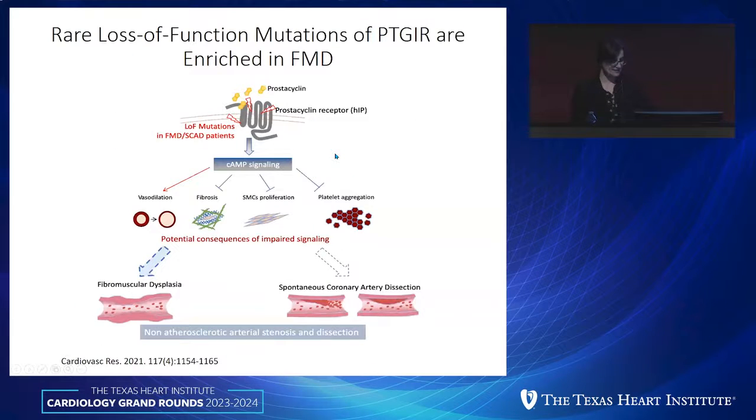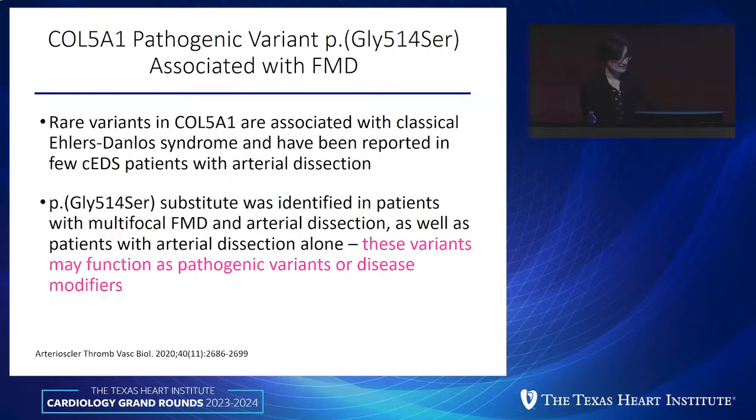And the cool thing about it is that it makes sense in terms of the function of this. It's involved with vasodilatation, fibrosis, smooth muscle cell proliferation, and platelet aggregation. So it's an interesting finding, and I think we're hitting just the tip of the iceberg with all of this. And then lastly, there was a recent identification of a variant in the COL5A1 gene, which is associated with classical Ehlers-Danlos syndrome, that was identified in patients with multifocal FMD and arterial dissection, as well as those with arterial dissection alone. So these variants may be pathogenic or disease modifying. It's not really clear yet how this is going to play out.